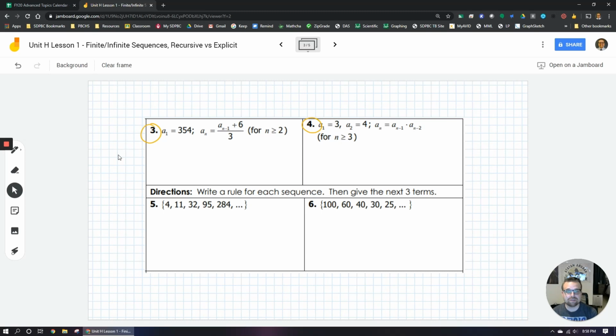You need to find what the rule is, and then you also need to tell what the next 3 terms in the sequence are. So there's a pretty specific way that we're going to go ahead and do that. And if you would like to, like I said, pause the video here, and then you can do 3 and 4, and then we'll go ahead and move on to 5 and 6, a different type of example.